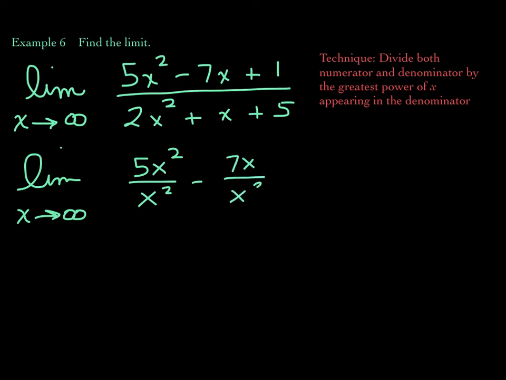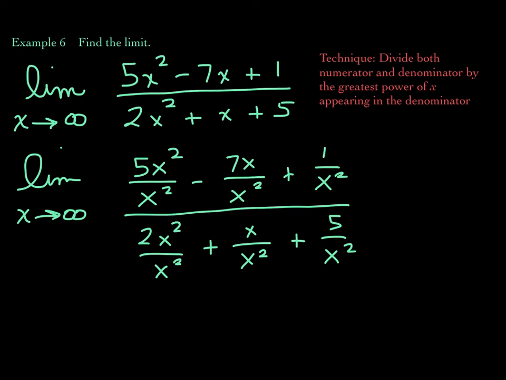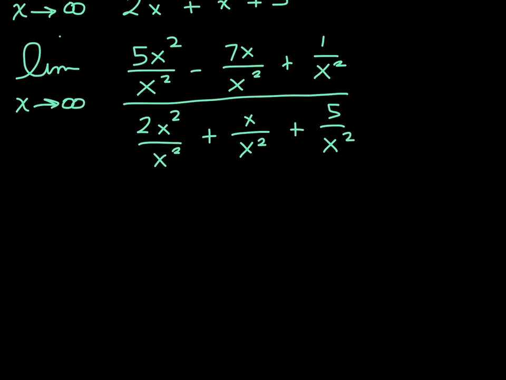Why are we doing this? Well, because your x values are growing arbitrarily. They're getting larger and larger and larger. All right, so you've seen me divide each term by x squared. Let me move up here, okay?